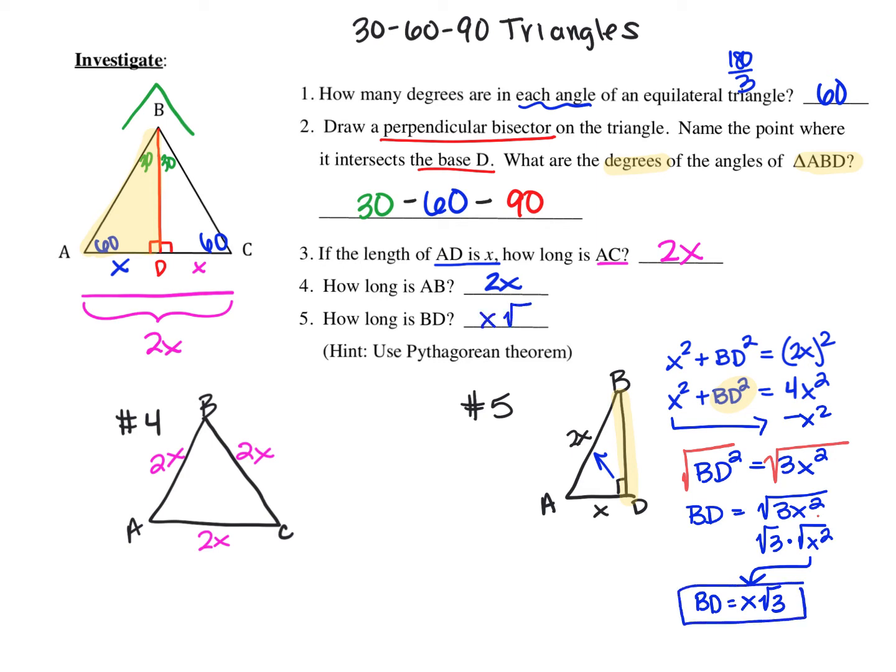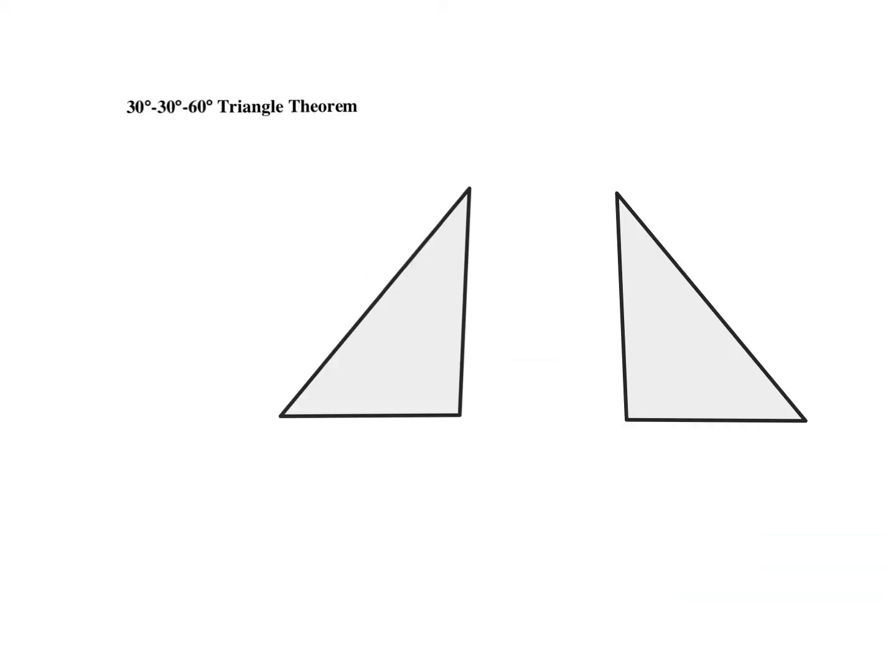So x root 3. Okay, so let's just put all of this together so we can figure out how we can find the lengths of sides of 30, 60, 90 triangles. So there's a mistake on your notes. You'll notice up here it says 30, 30, 60. So let's go ahead and change that.